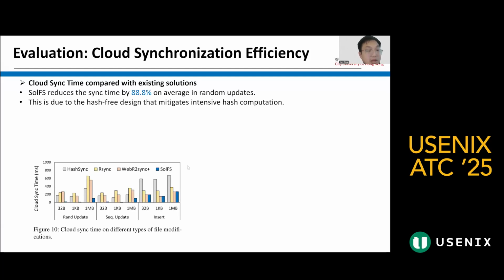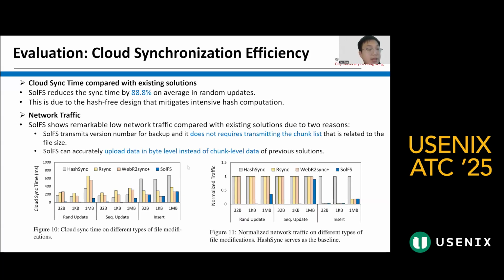Let's see the first results, the cloud synchronization time compared with existing solutions. SolFS reduced the sync time by around 88% on average in random updates. This is due to the hash-free design, which mitigates the intensive hash computation overhead. And in the network traffic, SolFS shows remarkably low network traffic compared with existing solutions due to 2 reasons. SolFS transmits the version number for backup, and it does not require transmitting the chunk list, which is related to the file size. So SolFS can reduce the overhead network traffic of the chunk list.